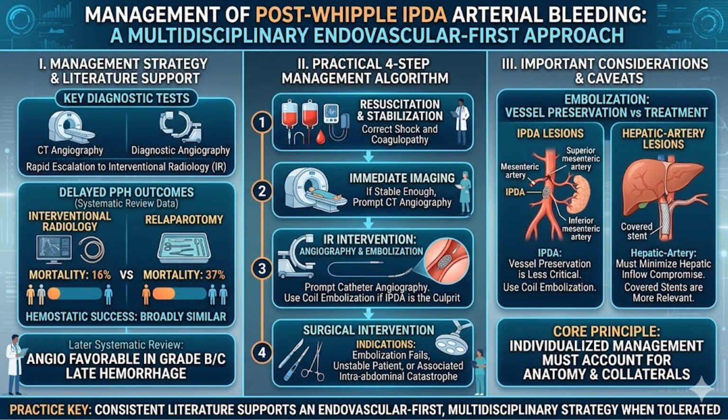A practical approach for an IPDA bleed after Whipple is resuscitation and correction of shock and coagulopathy. Immediate CT angiography if the patient is stable enough. Prompt catheter angiography with coil embolization or other embolic technique if the IPDA is the culprit. Surgery if embolization fails, the patient is unstable, or there is an associated intra-abdominal catastrophe.